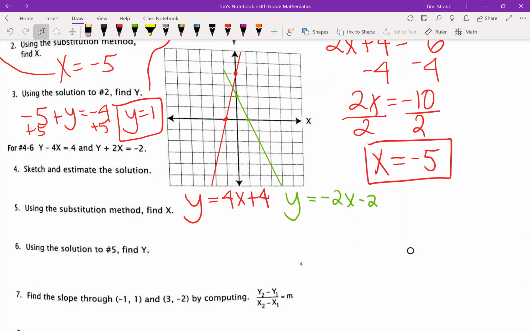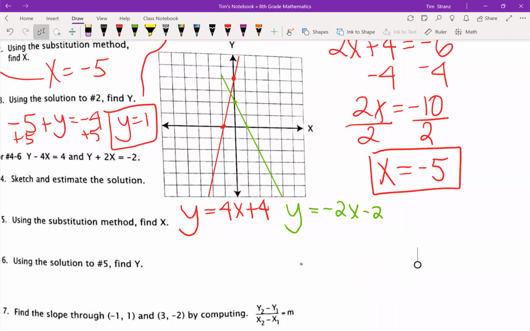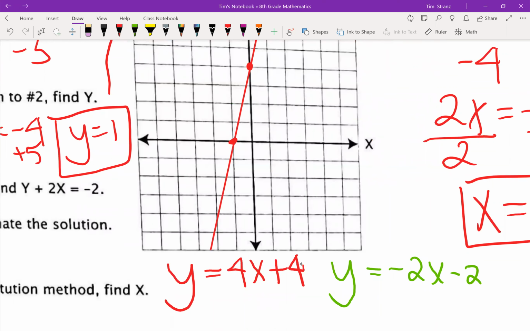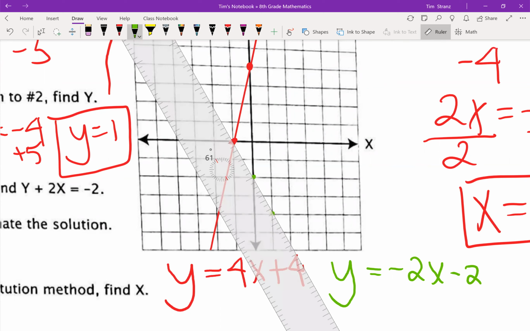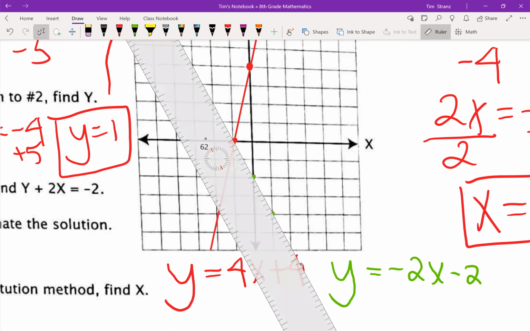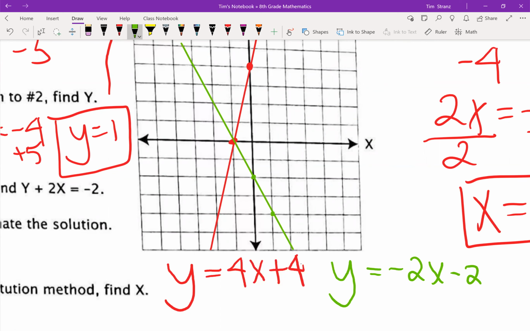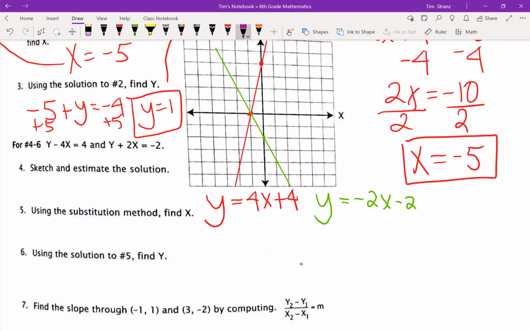Okay, so let's go back and graph this green line, which I did wrong. I'm going to start with negative 2, down 2, 1, 2 over 1. That looks a lot better. It's been a long day. Let's graph this one. There we go. That looks a lot better. All right, and they meet at this point, which is right here. That point is going to be negative 1, 0. Okay, let's see if I'm right.